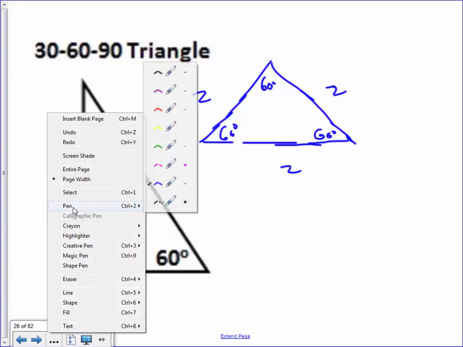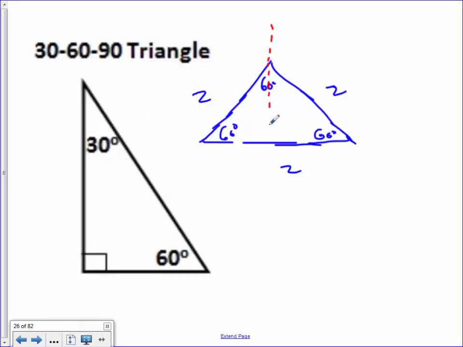Then if I were to cut this triangle directly in half, you see how this angle right here would still be 60? This angle right here would now be 90. This angle would be half of 60, which would be 30. And you'd now have basically this triangle right here, but we actually would know the side lengths. If this whole length here had been 2, what happens when you cut that in half? It's now 1. Does that make sense?